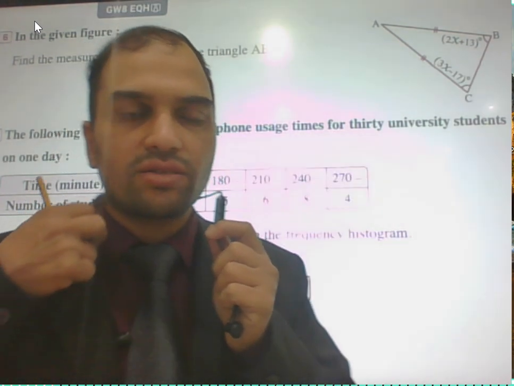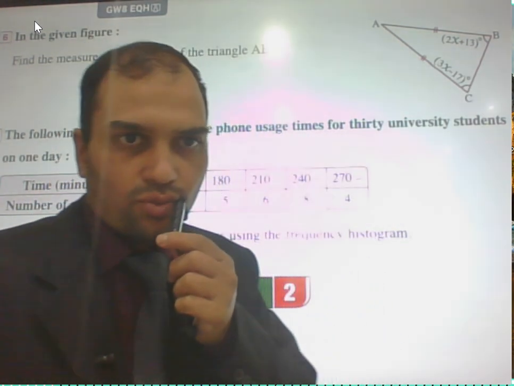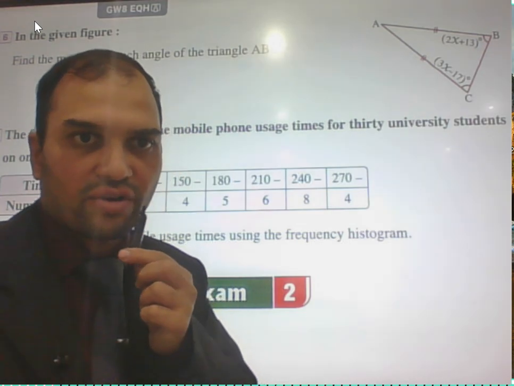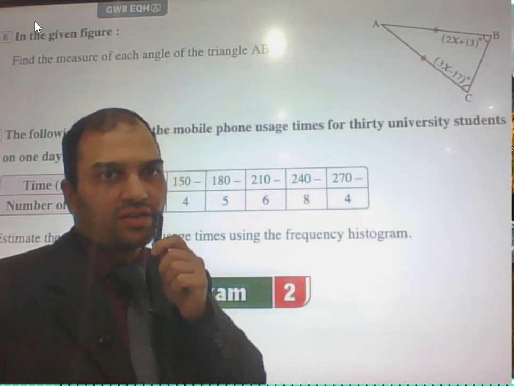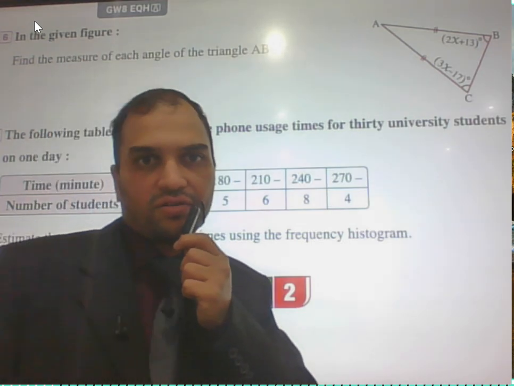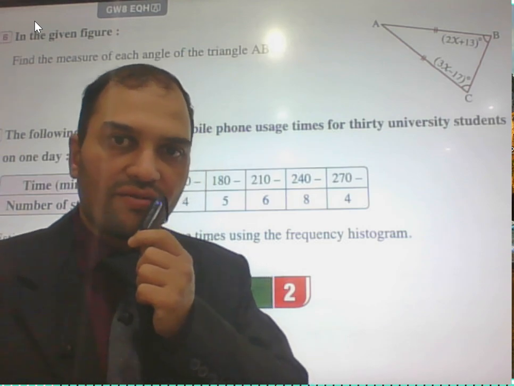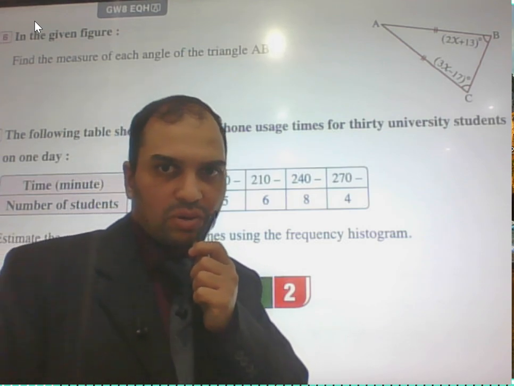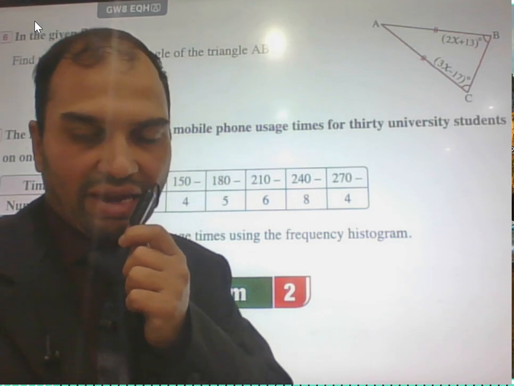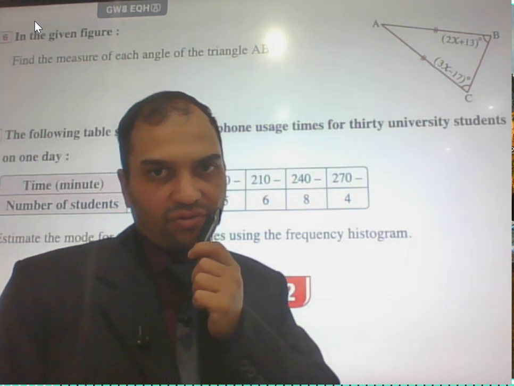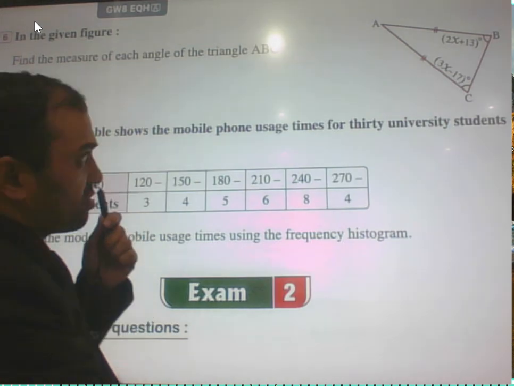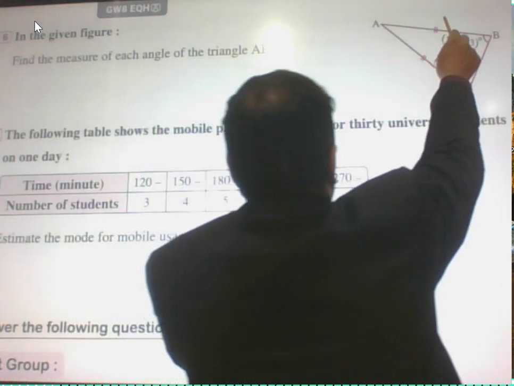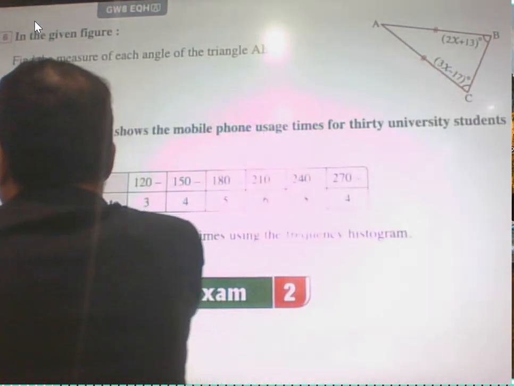Today we'll complete exam number 1 from المعاصر book. This question finds the measure of each angle of triangle ABC. We have an isosceles triangle. Look, AB equals AC. Then the measures of the two angles in the base are equivalent. They are congruent because they are equal in measure. If we have an isosceles triangle, then the measures of the two base angles are equal.